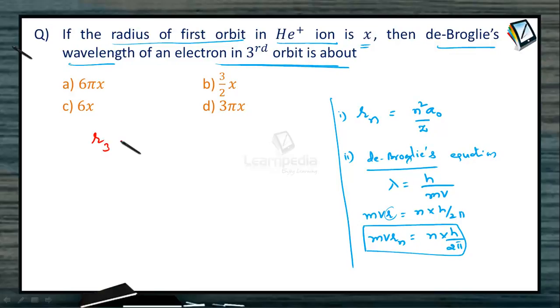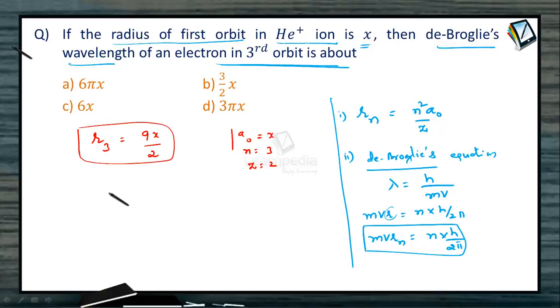So R3 is equal to n square, that is 9, a naught, that is the radius of first orbit in hydrogen atom. So a naught is equal to radius of the first orbit in helium ion, given as x, and the orbit number n is equal to 3 we are taking, and helium ion z is equal to 2. So R3 from this relation becomes 9x, and z is 2, 9x by 2.